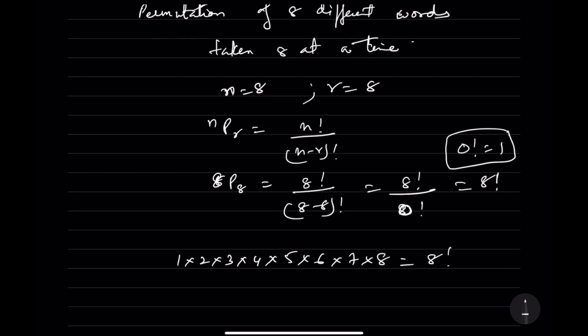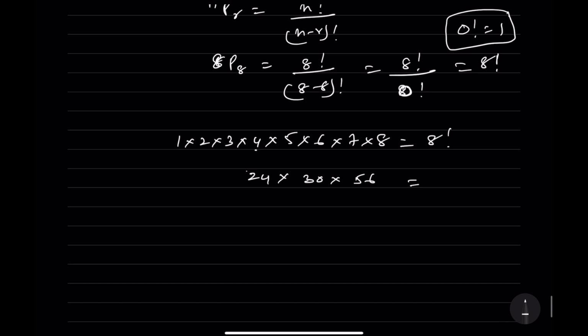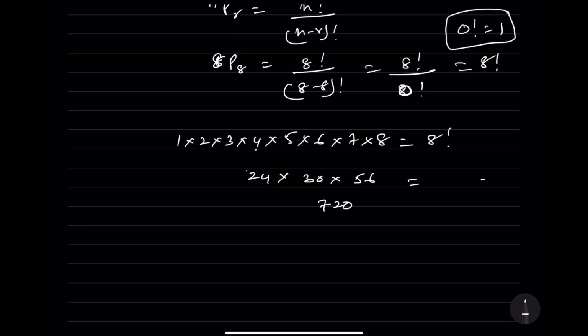So this is equal to our 8 factorial. So therefore if you multiply all these numbers, how we can write? 6 fours are 24, 24 into 30 into 56, which is equal to, so you're getting 40320 is the number of words with or without meaning formed.